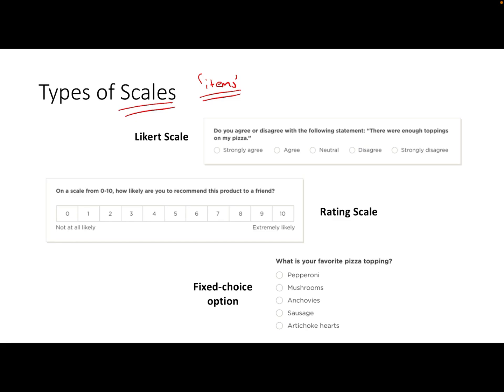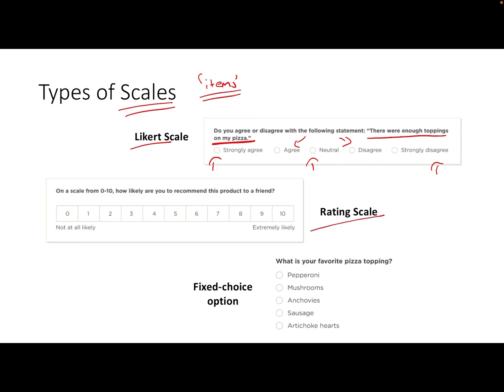So we've got three different types of scales. We've got Likert scales. So with Likert scales, respondents indicate their agreement or otherwise with a statement, like, do you agree or disagree with the following statement? There were enough toppings on my pizza, using a scale of usually five points, ranging from strongly agree to strongly disagree. We usually have five because we want some sort of neutral position in the middle, so that we're not forcing participants into one stance or another.